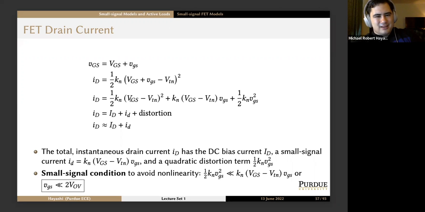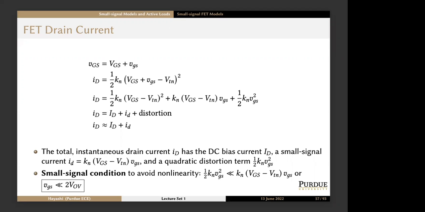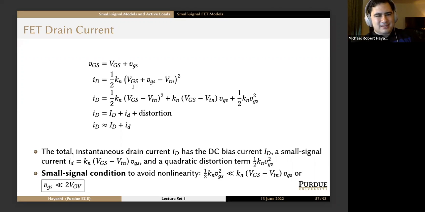Now we can move some terms around when we expand the square. So we'll have (VGS minus VTN) quantity squared plus twice the cross term. That twice cancels out the 1/2, so we get Kn (VGS minus VTN) quantity times little vgs, and then plus the last term squared, 1/2 Kn vgs quantity squared.